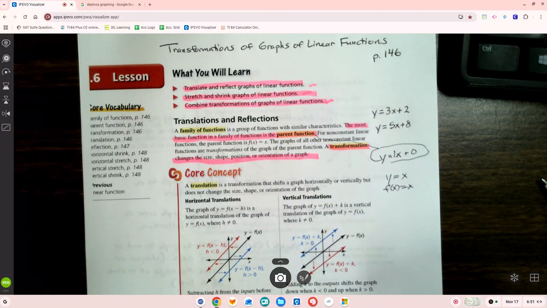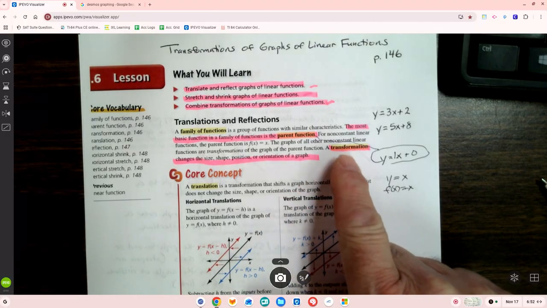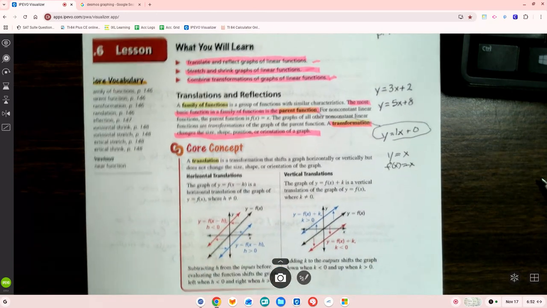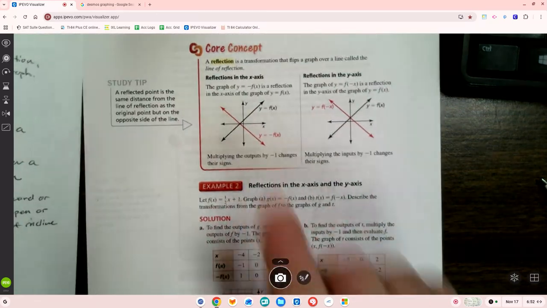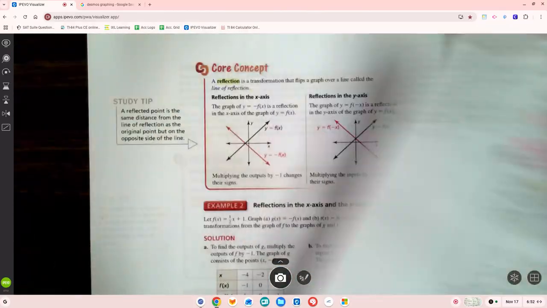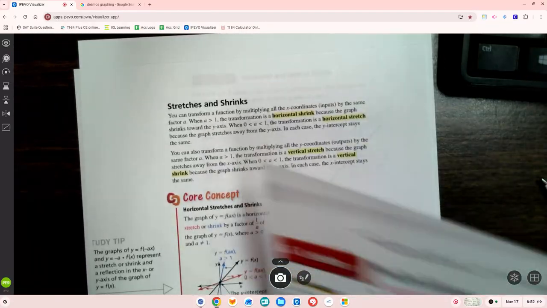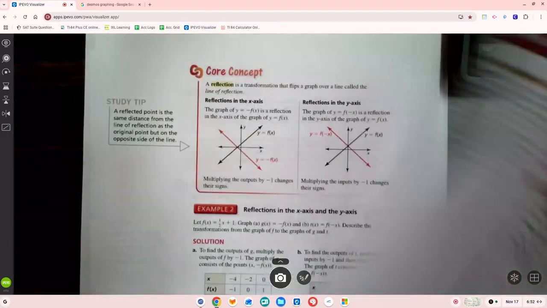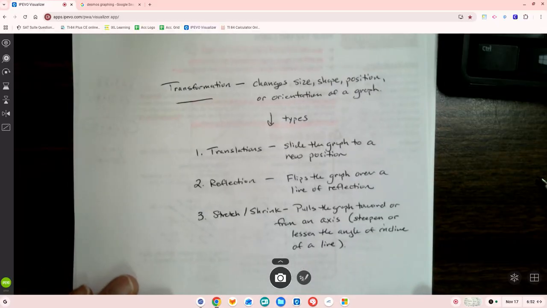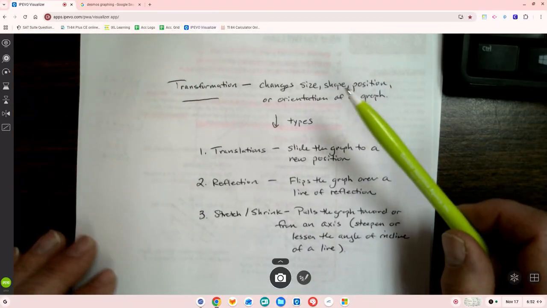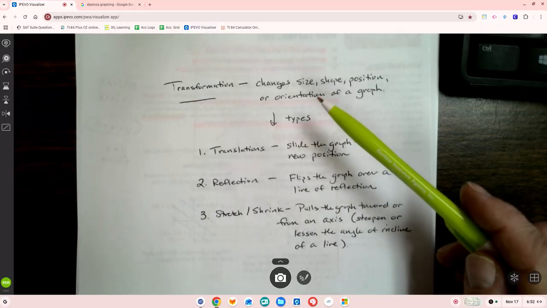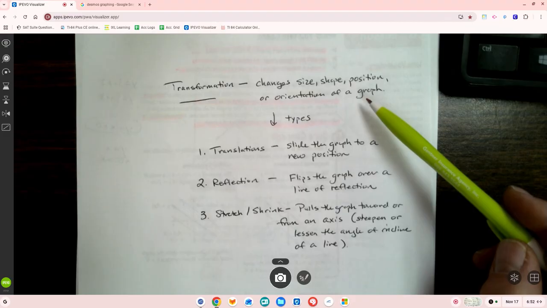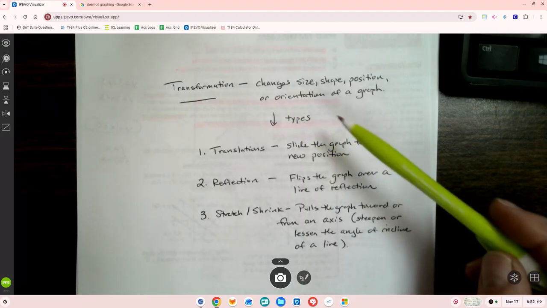Now, you're going to learn basically three major kinds of transformations in this lesson. One's a translation. Okay, if I turn the page here, you're going to learn about reflections. And if I go from there, you're going to learn about what's called stretching and shrinking. Okay, and I put a little summary here on the back, and you can get this in your notes. Okay, so again, a transformation is a general word that means I'm changing the graph somehow. I'm changing the size, shape, position, or orientation. Here are the kinds of transformations you're going to learn in this video.